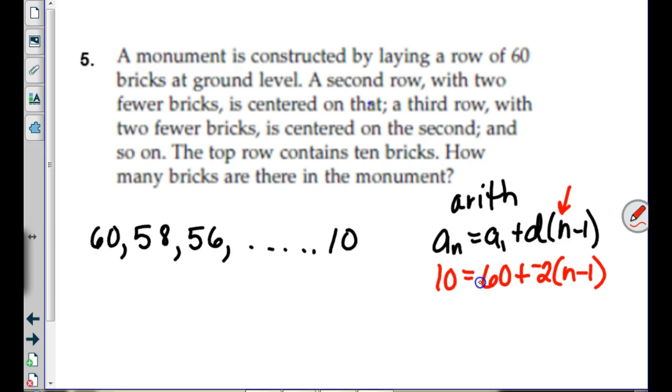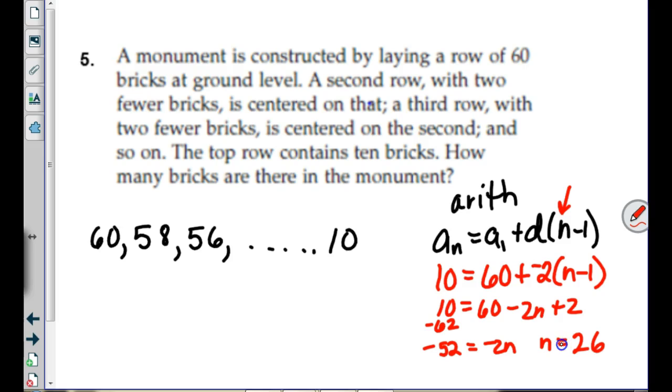What'd you get? Should be 26. Would you distribute this to become positive? Did it that way. Okay. This is 62 over here now. So if you subtract 62, that's not the way I did it at all, but I still got 26. Everybody okay? Okay, we found the term number. So this is term 26. There's 26 rows of bricks.